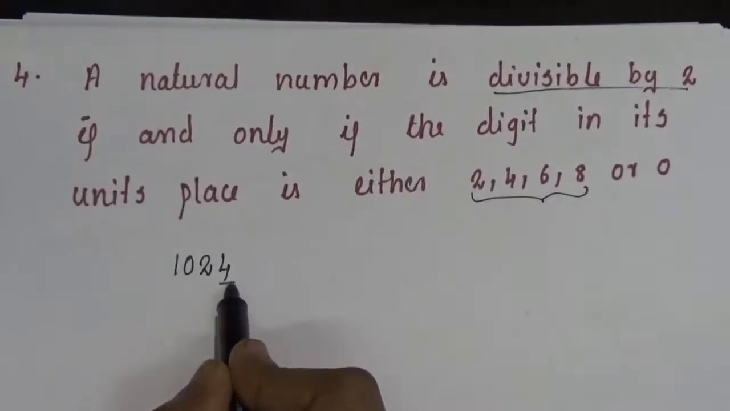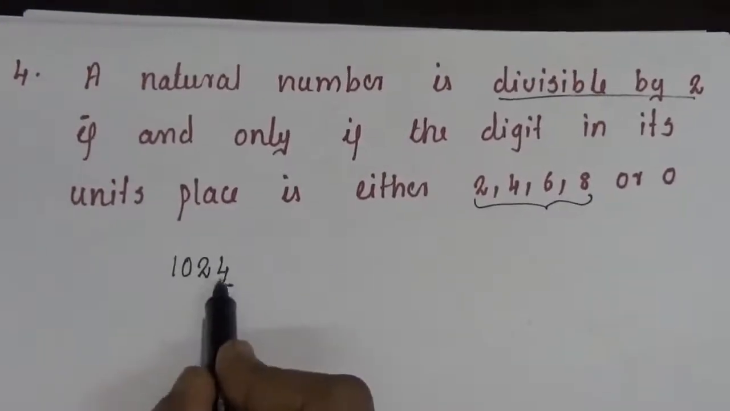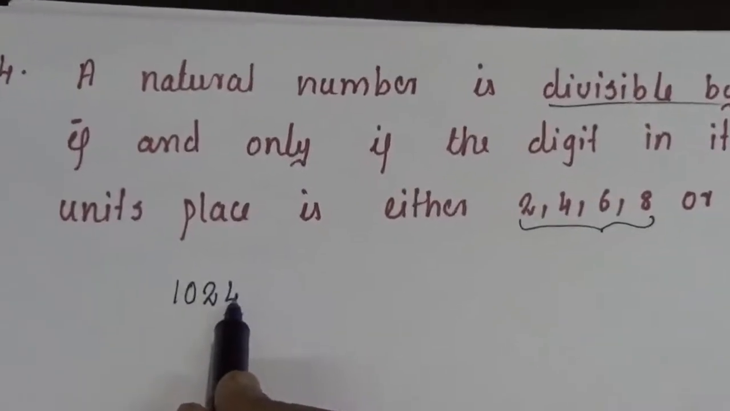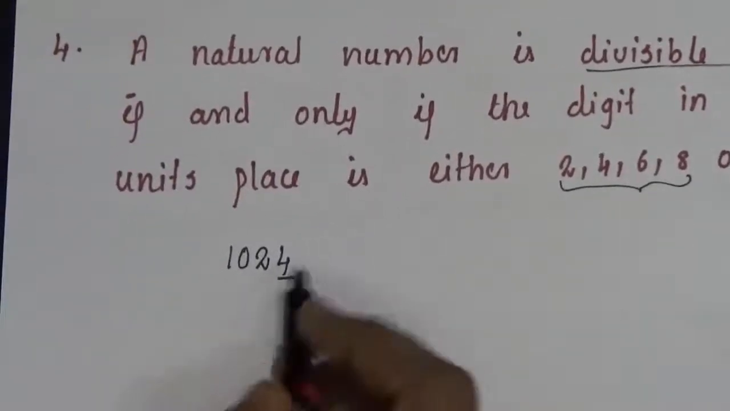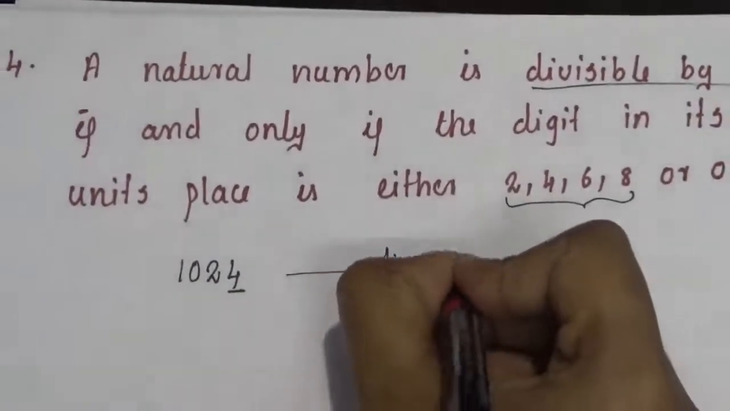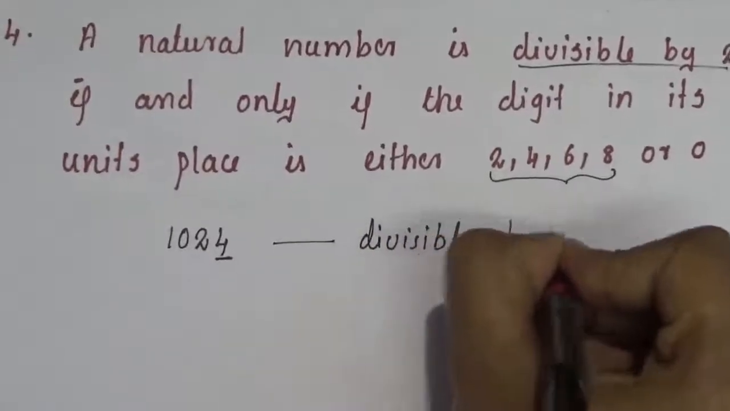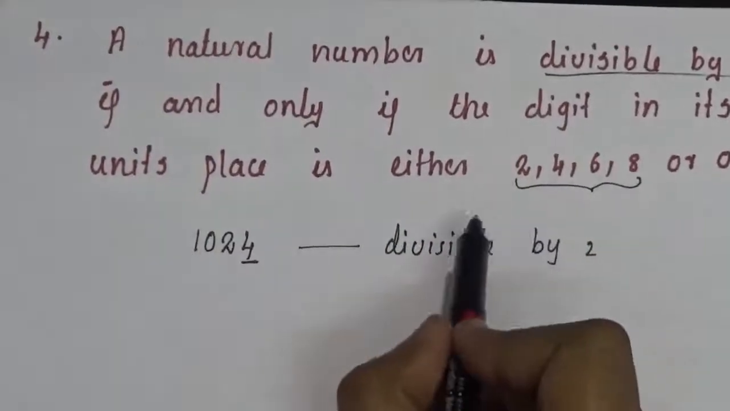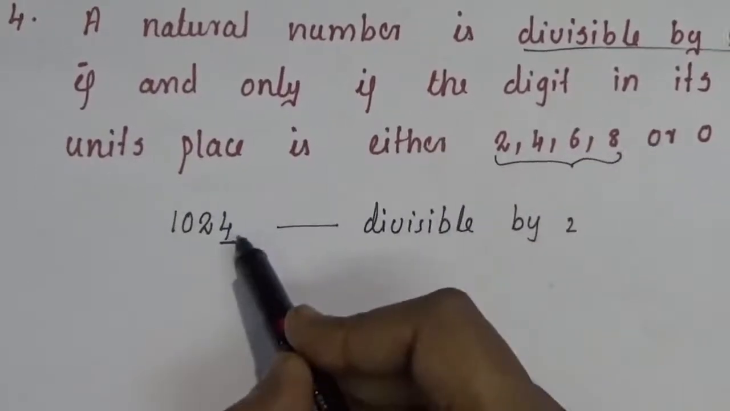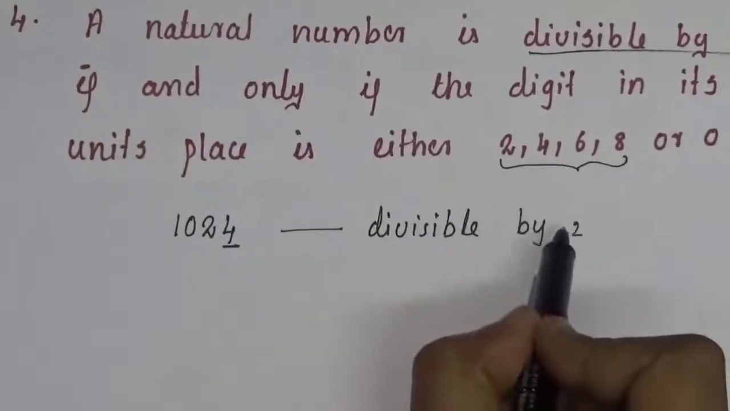Look at only the units place of this number. 4 is there in the units place of this number. So 4 is an even number. Even numbers are divisible by 2. So this number is divisible by 2. Okay, so check whether the numbers 2, 4, 6, 8, 0 are there in the units place of the number, then definitely that number will be divisible by 2.